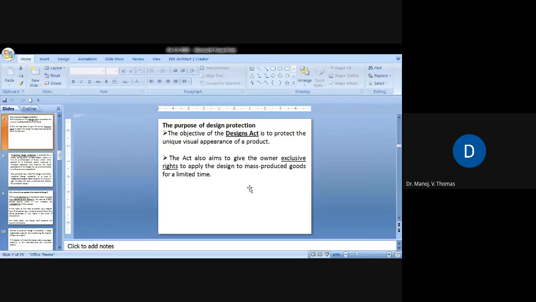The purpose of design registration. The objective of the Designs Act is to protect the unique visual appearance of a product. You have created a product, and you should have the right to keep that particular design as yours. The Act also aims to give the owner exclusive rights to apply the design to mass produced goods for a limited time. Limited time in the sense that there is a time period for which these design rights are provided. We will see the details.